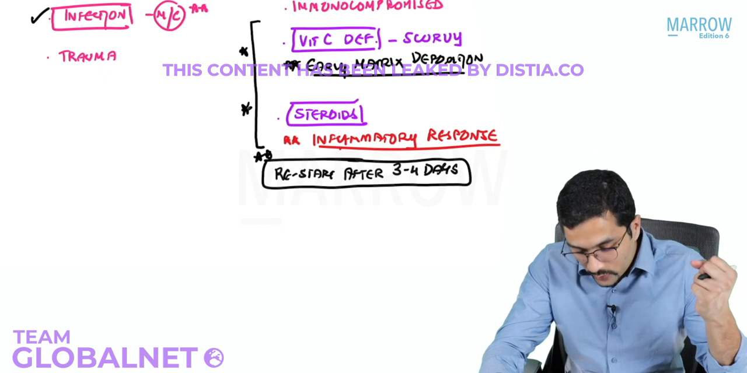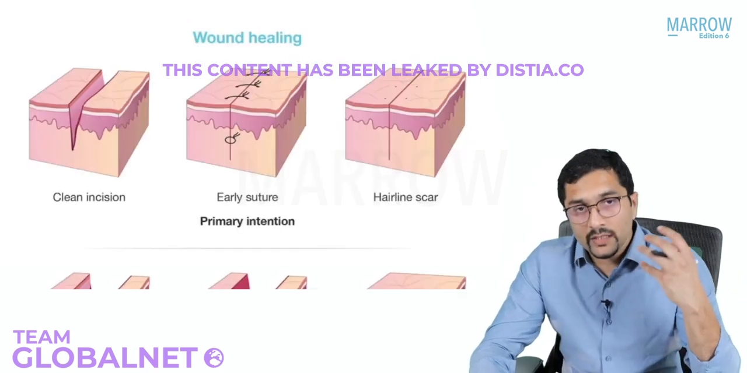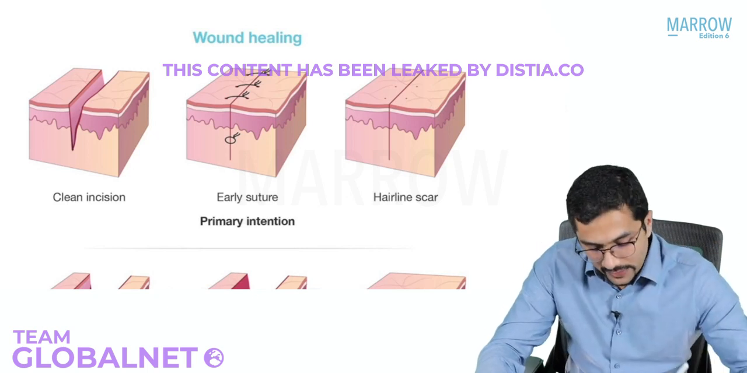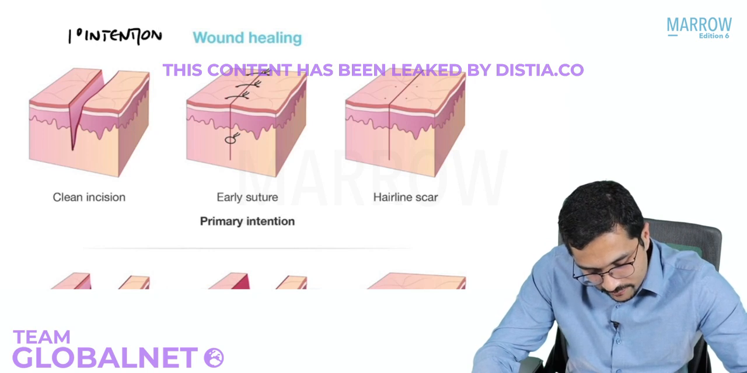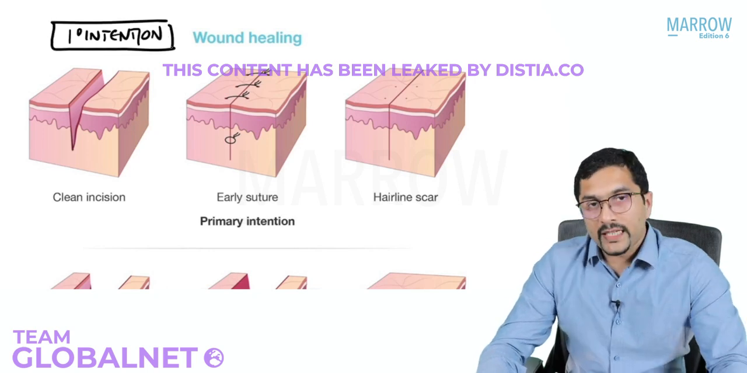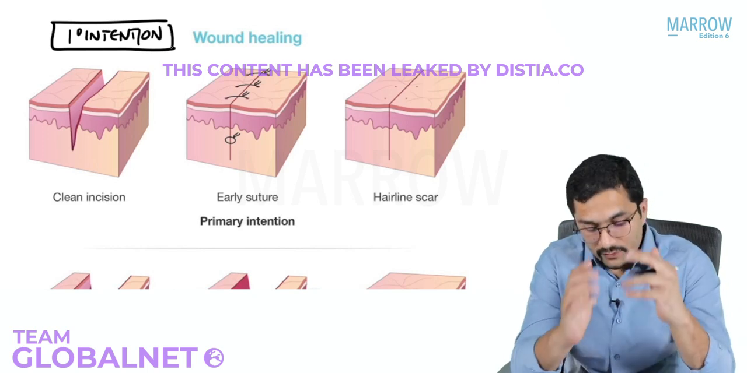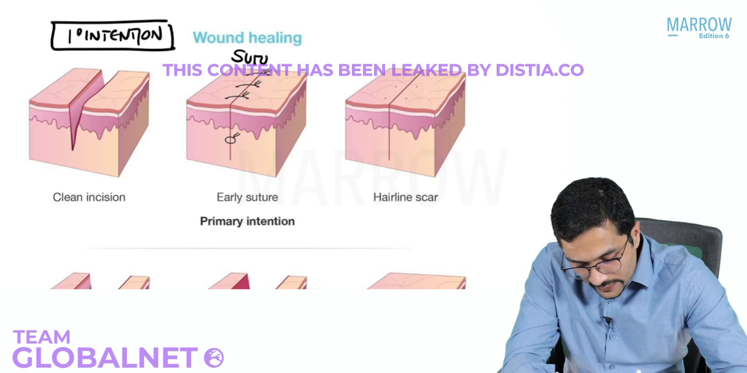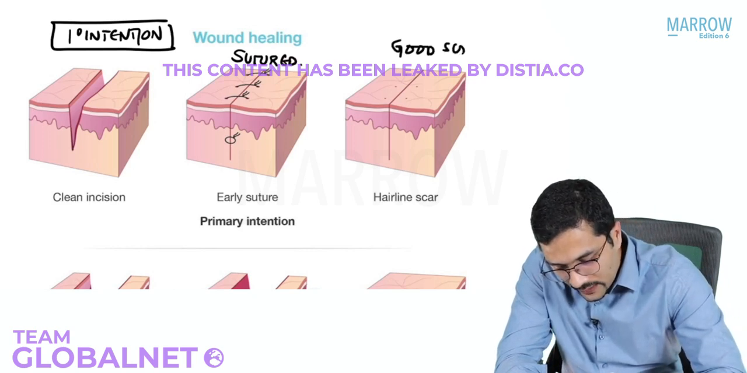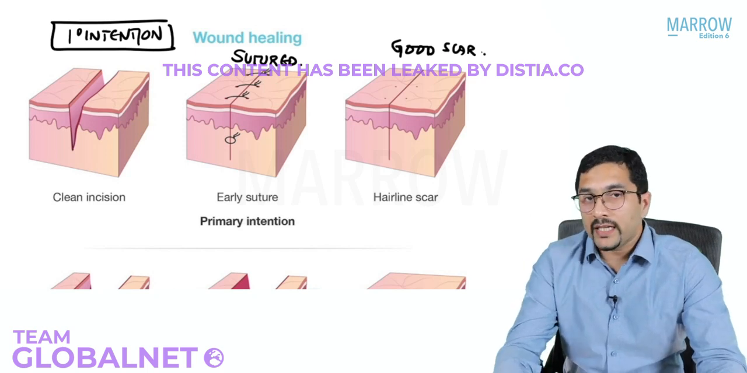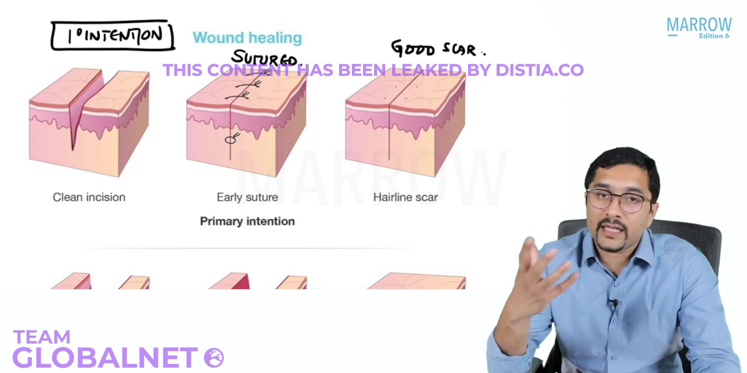Now, the next thing which I want you to know, what are the various types of wound healing? So you can have wound healing by primary intention. Primary intention is when we make an incision and the wound heals after we've sutured it. So we've sutured it and we get a good scar, a good cosmetically looking scar. That is healing by primary intention. So the best kind of scar we will get when healing is happening by primary intention.